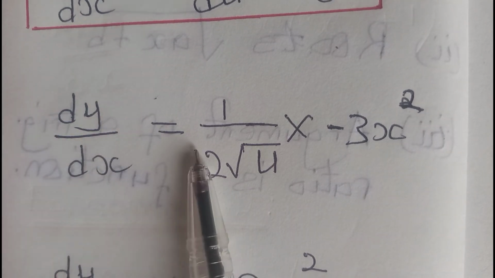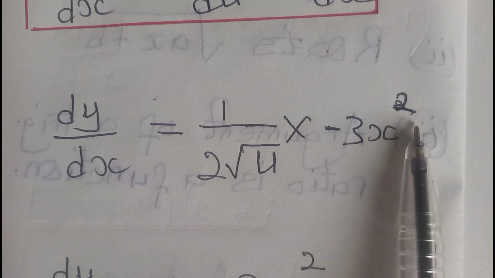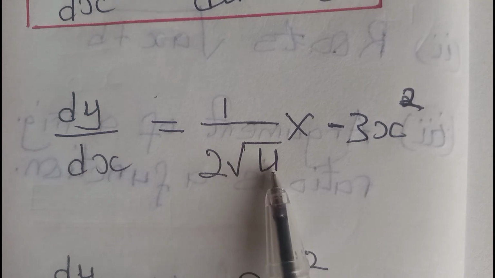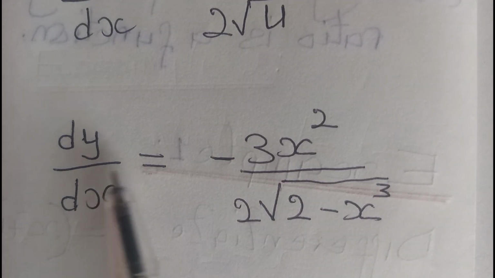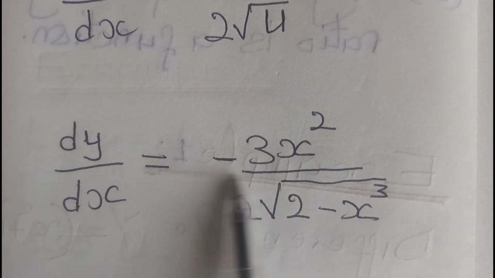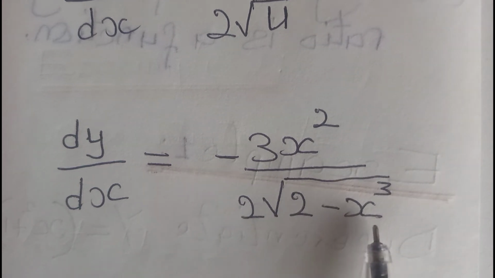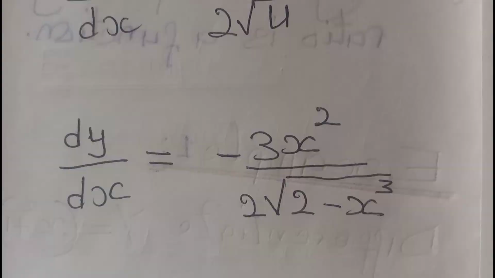Dy by ds will be equals to 1 all over 2 root u times minus 3s squared. If you multiply this and then bring back the value of u, you will finally have this as your final answer as dy by dx equals minus 3x squared all over 2 root 2 minus s cubed, because this is the value of u. Fine, these are the two examples we want to take for this lesson.